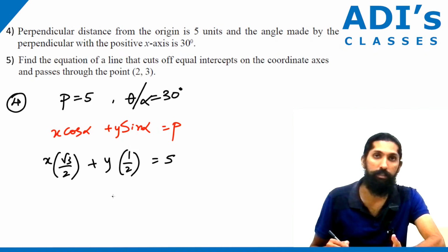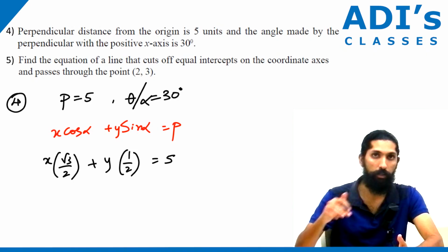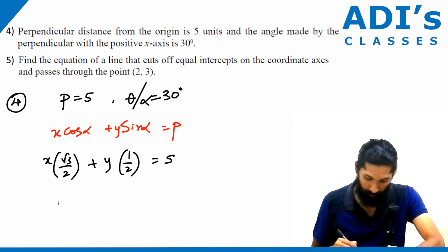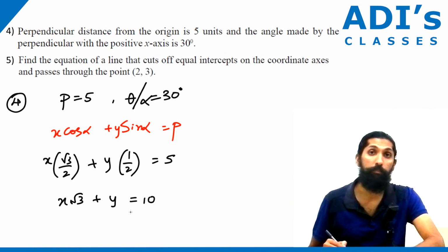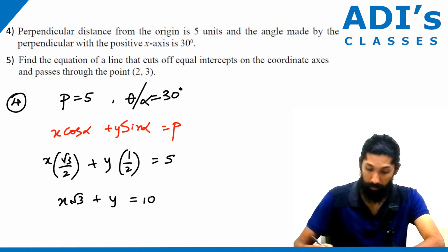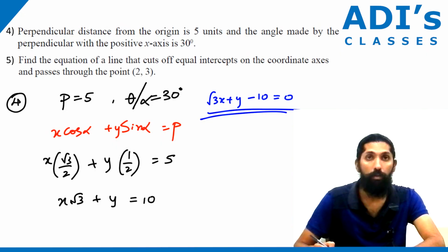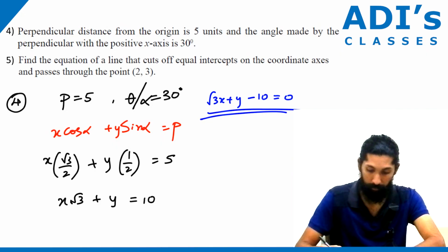See, 2 is the LCM. You don't have to do anything. Just take it by 2, take it to the other side. So you're going to have x into root 3 plus y is equal to 2 into 5, which is 10. Now you can keep this in the standard form. The standard form becomes root 3 x plus y minus 10 is equal to 0. Clear? So this is the answer for the fourth one.